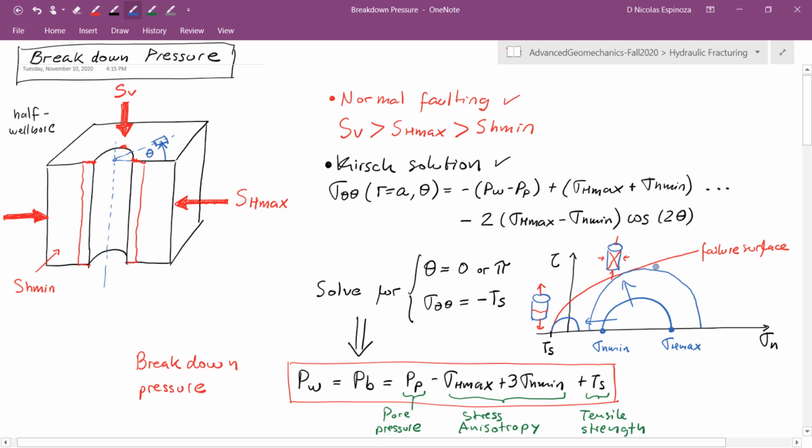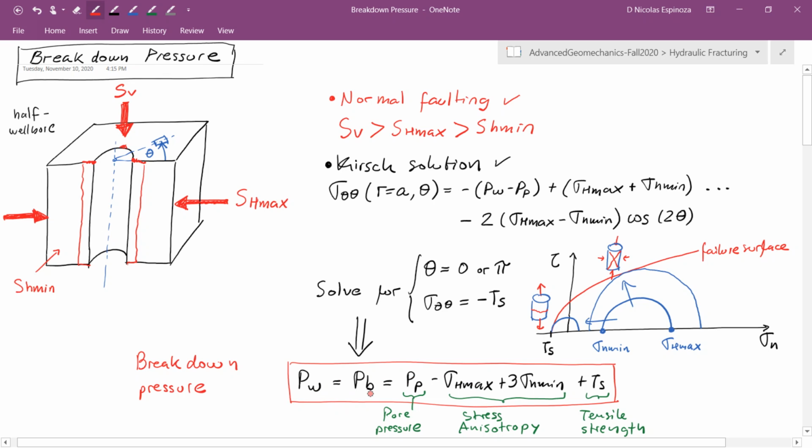All right, but in this case, let's keep the discussion just for the tensile failure, because we want to investigate what is the pressure in the wellbore needed to get the rock into tensile failure at the wellbore. And as we said, that's what is called the breakdown pressure. And just by substituting theta here for 0 or pi, then we obtain this equation that we have over here.